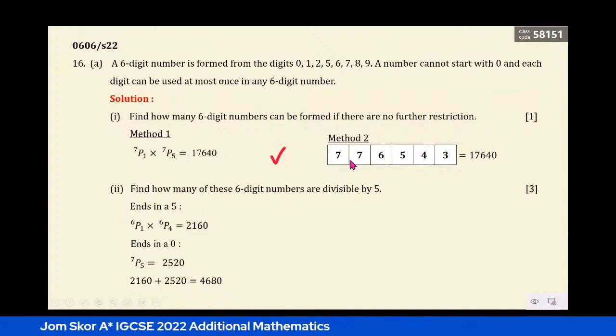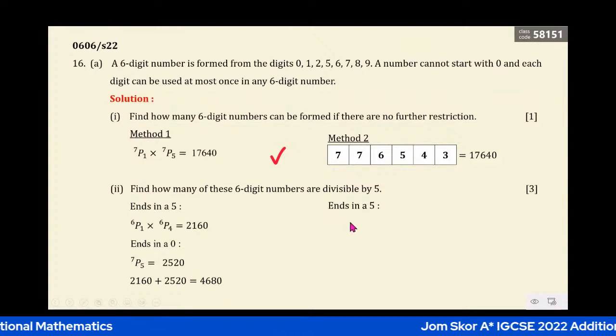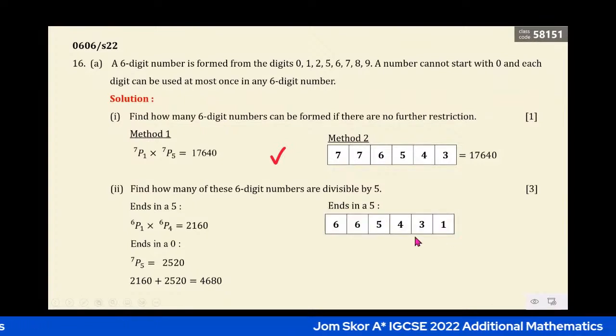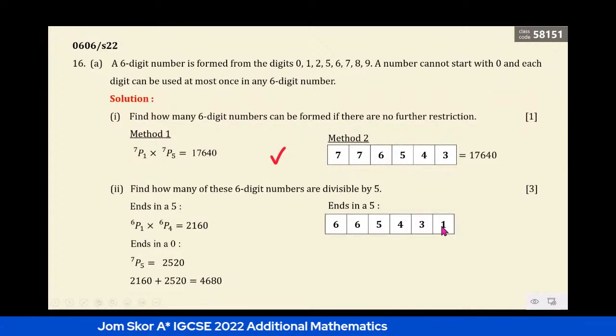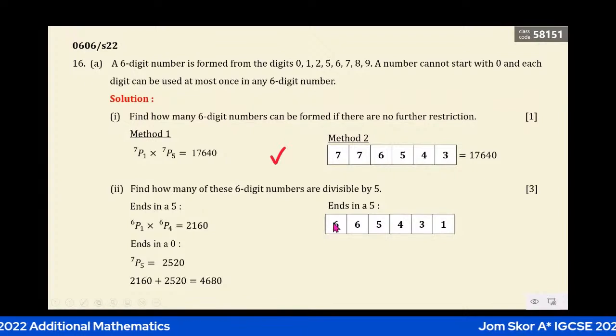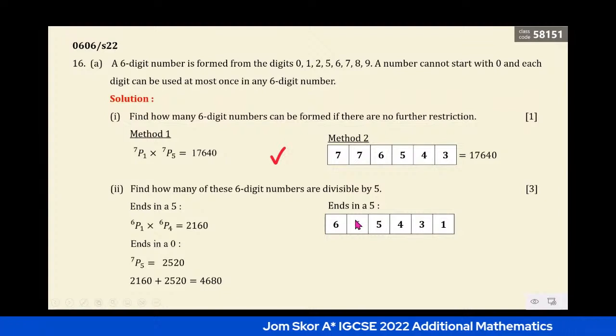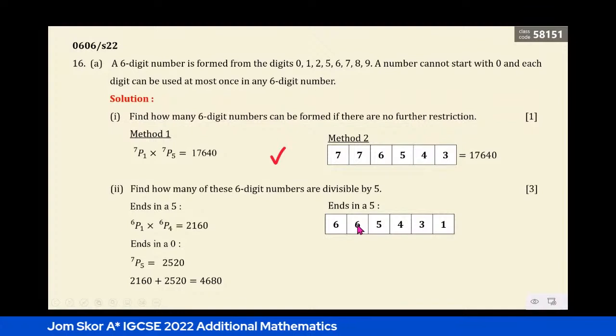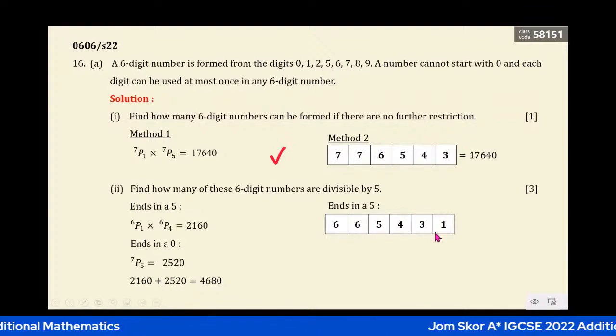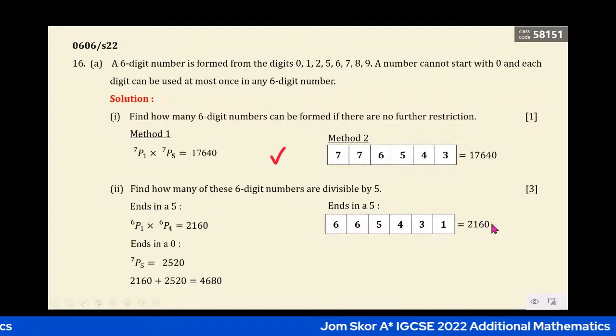Alright, so kalau kita susun guna method 2, guna principle of multiplication. Alright, so we have 6 places. One here is one choice for digit 5 only. So 6 here because we have another 6 digit excluded 0. Okay, lepas tu sini another 6 because 0 include balik dalam pilihan. So 6, 5, 4, 3. So you multiply all this, you will get 2160.